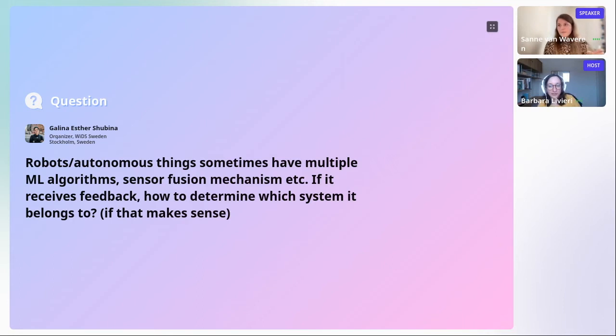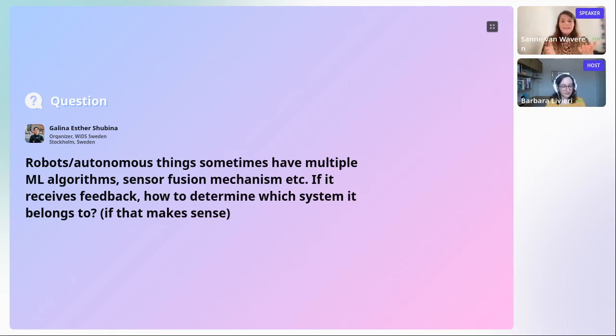Robots, autonomous things, sometimes have multiple ML algorithms, sensor fusion mechanisms, and so on. If it receives feedback, how to determine which system it belongs to, if that makes sense? Yes, so that's a great question. In the work that I described in this short talk, we actually assume that the robot knows that it fails. It just doesn't know why it failed, and we are looking for corrections of the failure to identify the cause and then say, how can we correct it?